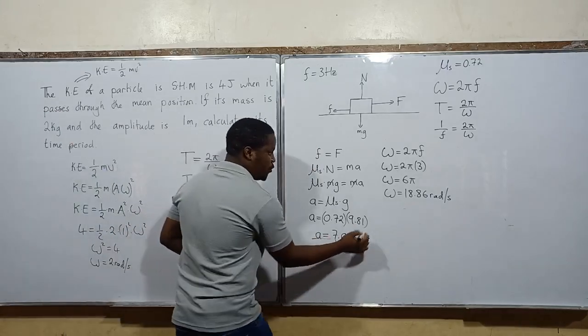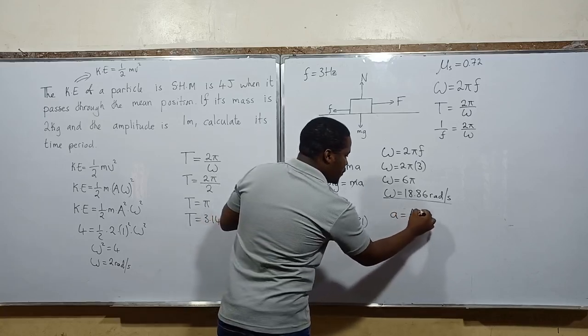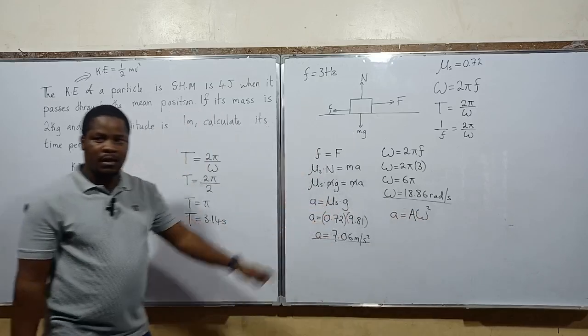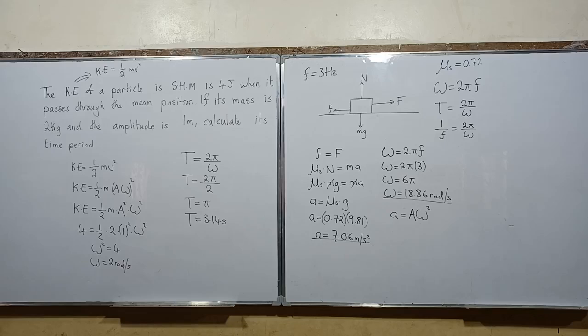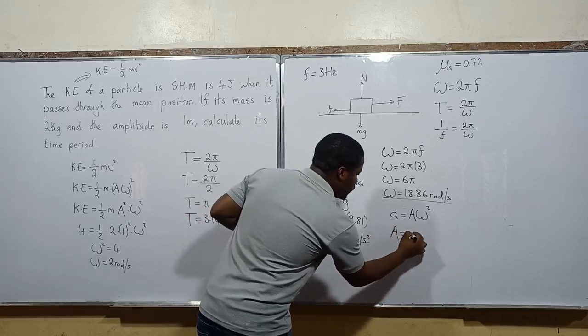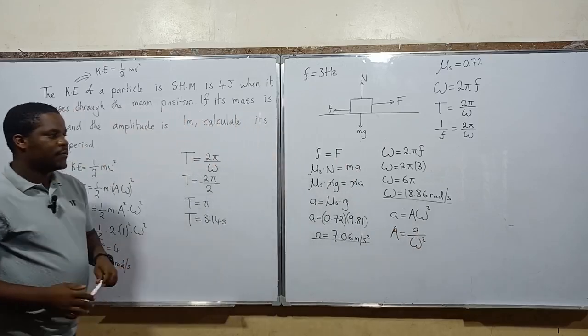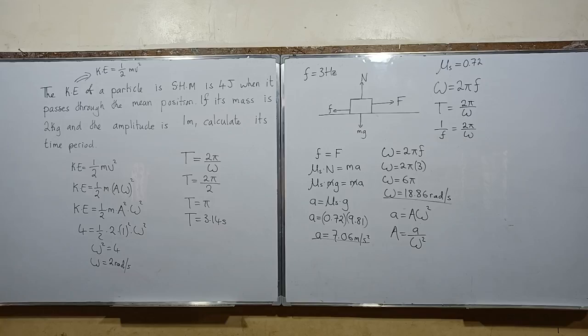Remember, acceleration is equal to amplitude times omega squared. So to find amplitude, we simply say amplitude is equal to acceleration divided by omega squared. So let's divide the two. Acceleration I found is 7.06.